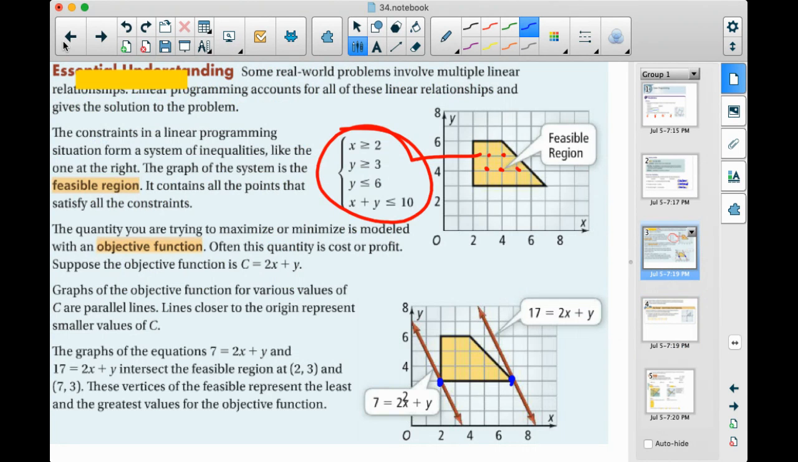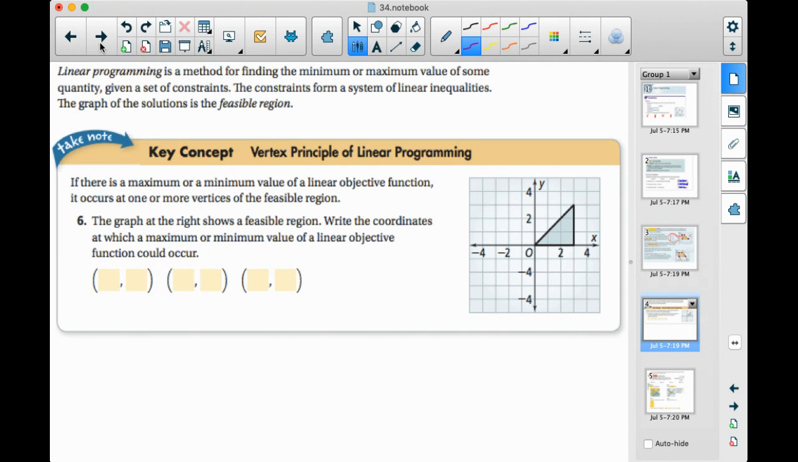If I look back at this example, I have these vertices of this quadrilateral. There's 4 of them. Same thing in this figure, there's 4 of them. So that means there are 4 possible vertices to look at. In this one right here, we have 3. Those are special points we want to look at. And this is what the principle says: if there is a maximum or a minimum value of a linear objective function, it occurs at one or more vertices of the feasible region.